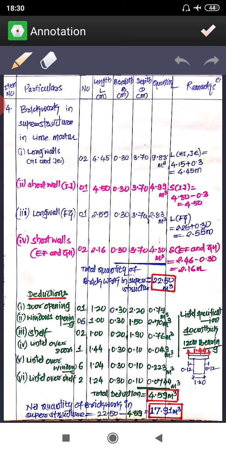Now window is 6 numbers of windows, 1 meter is the length, 0.3 is the width and 1.5 is the height here. Then you will be having total quantity is 2.70 meter cube. Similarly shelves, 2 numbers of shelves, right. Then length is 1 meter and you will be having width as 0.2, as I have shown you previously that it has occupied only 0.2 width. Then the height or depth is 1.9, so the quantity is 0.76 meter cube.